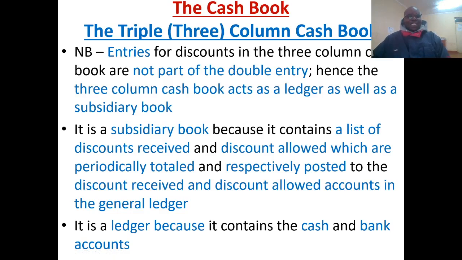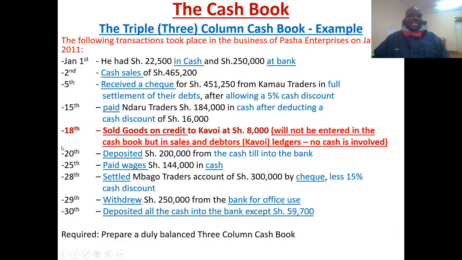A 3-column cash book is regarded as a subsidiary book because it contains a list of discounts received and discount allowed. And it is also a ledger in that it holds the cash and bank accounts. We look at an example.